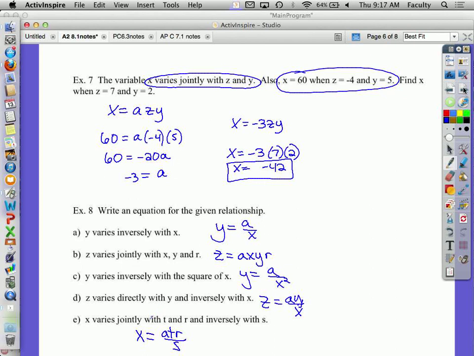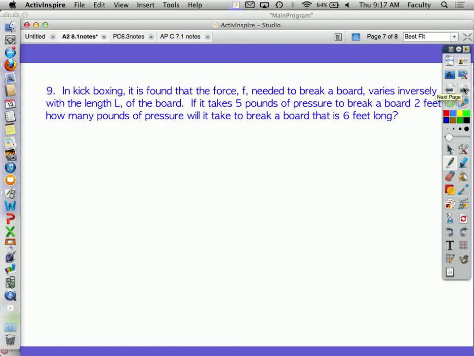All right, now I have another problem here, because I thought, okay, let's try to find other real examples. In kickboxing, it is found that the force F needed to break a board varies inversely with the length of the board. If it takes 5 pounds of pressure to break a board of 2 feet, how many pounds of pressure will it take to break a board that is 6 feet long?